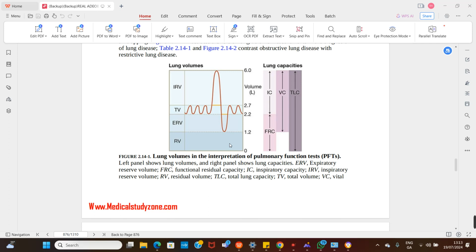Yes, just want to make sure you said that the functional residual capacity is the volume of air remaining in the lungs after normal tidal volume. Good. Right. Very correct. Okay. Is that all? Yes, okay.